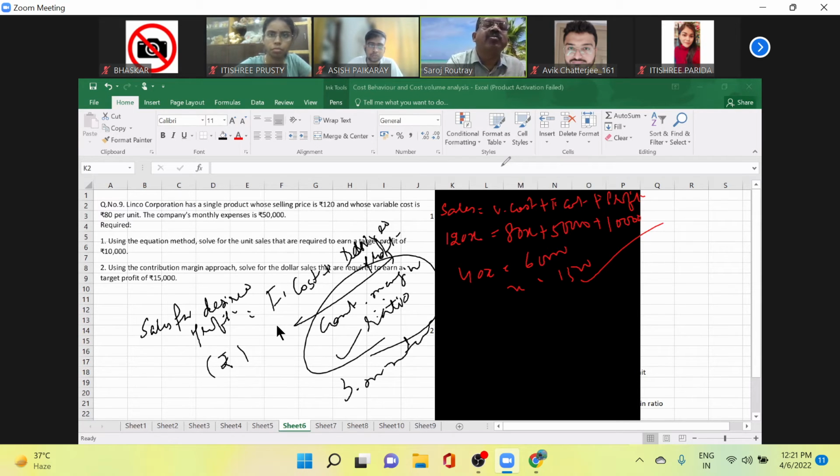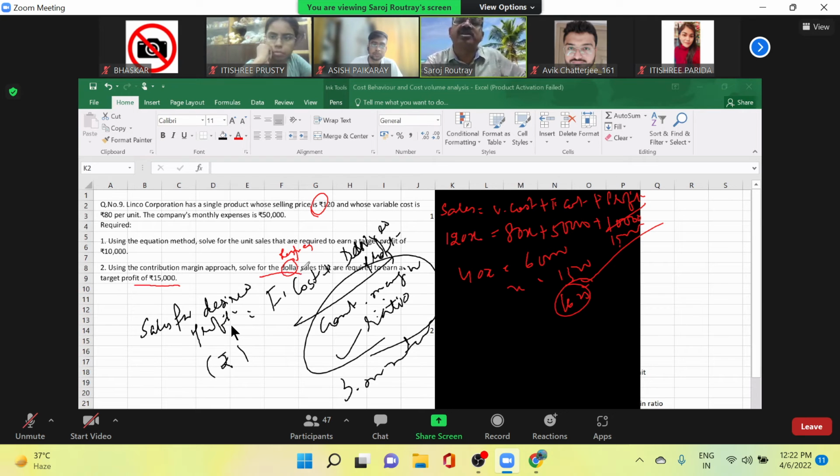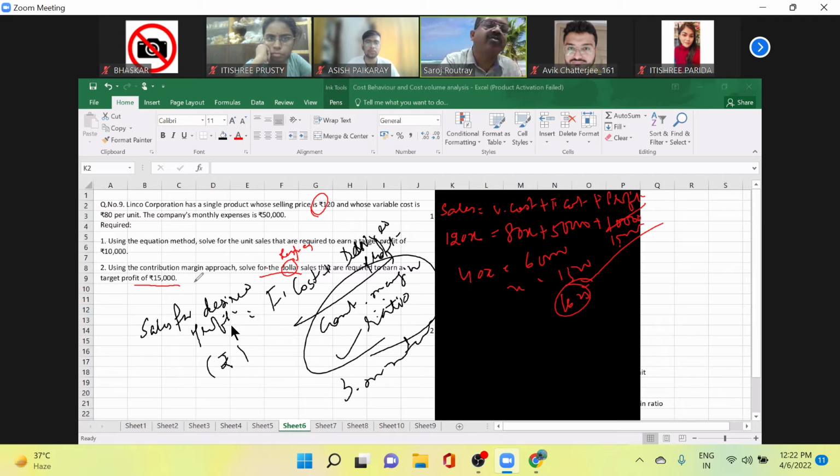Using contribution margin approach, solve the dollar sales that are required to earn... Dollar sales, it is rupees. Actually, I have not corrected it. The first part here has been changed. So rupees required to earn a target profit of 15,000. If I change it to 15,000, this will become another 5,000 divided by 40, 125. How many more units you have to sell? 125. So 1625 will be the answer, right? That is in units. In dollars, you have to find out using the formula. So let's see how it is done.